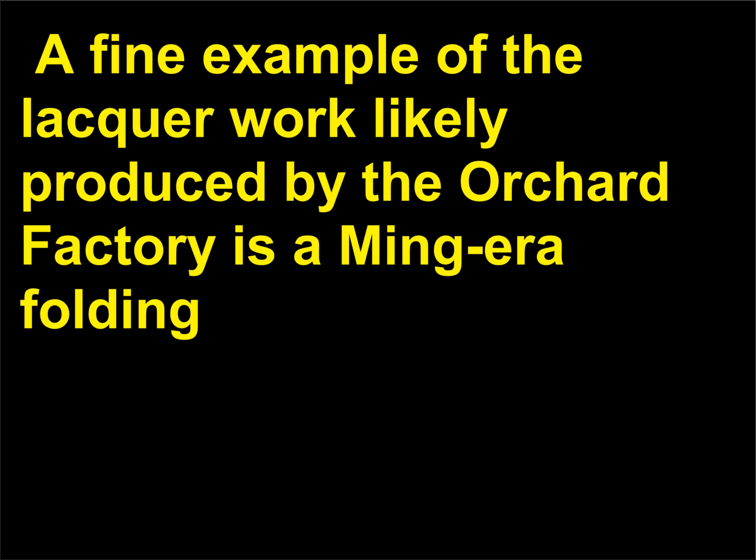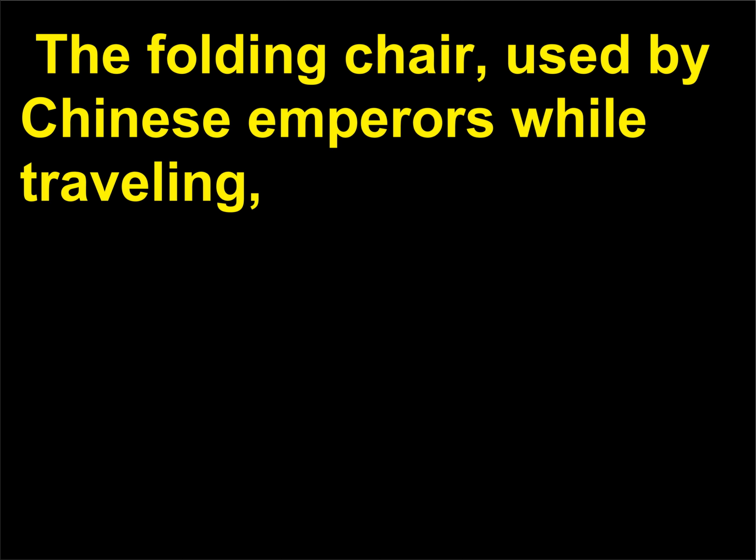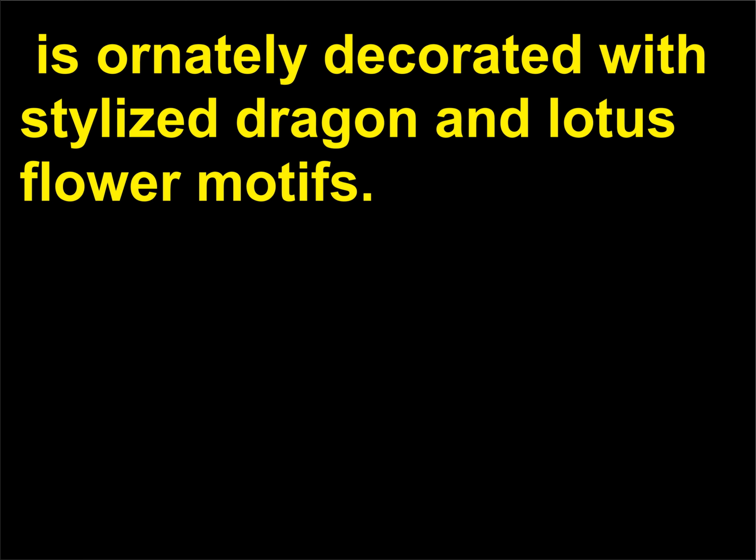A fine example of the lacquer work likely produced by the orchard factory is a Ming-era folding chair dating from the mid-16th century, now at the Victoria and Albert Museum in London. The folding chair, used by Chinese emperors while traveling, is ornately decorated with stylized dragon and lotus flower motifs.